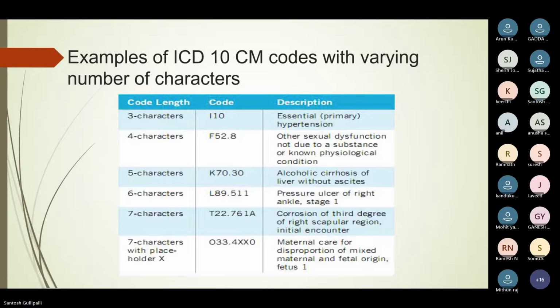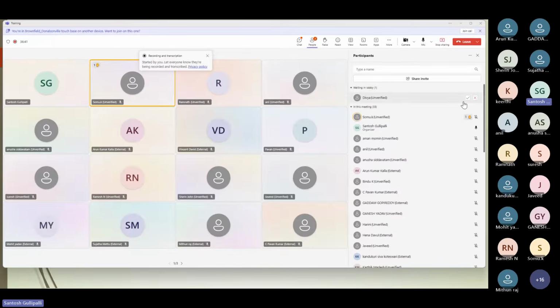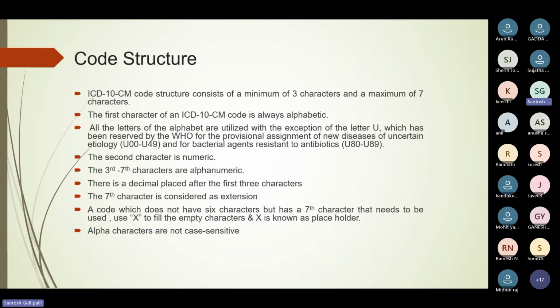See the code structure: the first character of an ICD-10-CM code is always an alphabetic letter. Next, all the letters of the alphabet are utilized with the exception of the letter U. This is also a very important interview question for freshers. In fresher interviews, they ask you to tell them the ICD-10 code structure, or they ask which letter of the alphabet is not used in ICD-10. That letter is U.